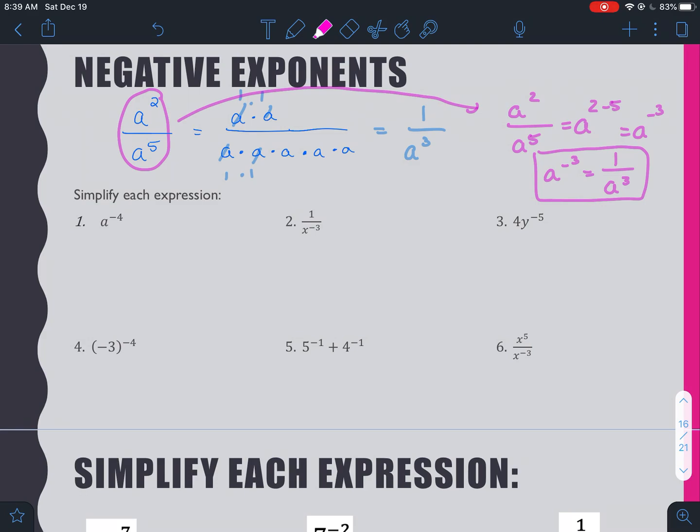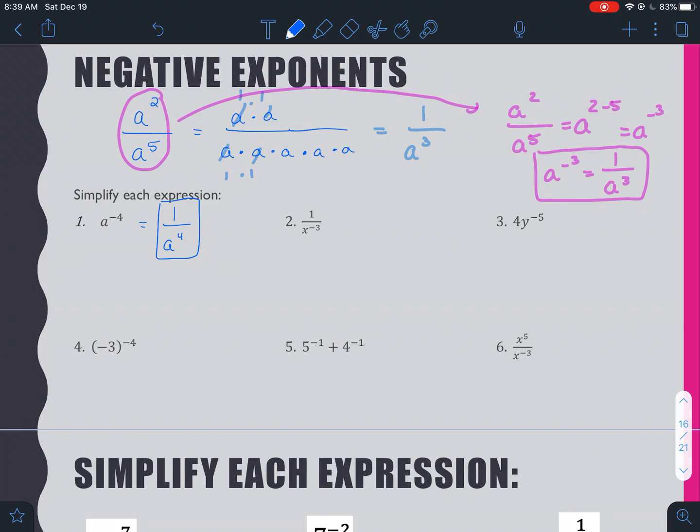So if an expression has a negative exponent, it's the same thing as saying 1 over that expression with a positive exponent. And it just works the way that it works because of how things cancel and reduce. So a to the negative 4th is the same thing as 1 over a to the positive 4th. So again, if an expression has a negative exponent, you can rewrite it with that expression in the denominator with a positive exponent.